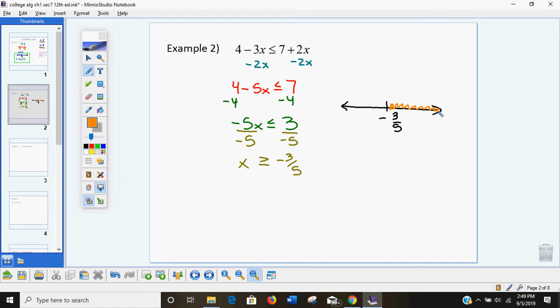Now what I have to look at now is this symbol, and I have to decide, do I use a parenthesis or a bracket? Because of the equal to, I need to use a bracket, and the bracket faces the way you shade it. So it would look like that. Now what that tells me is that every number to the right of negative 3/5 makes the original statement true. Everything to the left doesn't work. And this time, negative 3/5 does work because it's a bracket, the equal to. If there were a parenthesis there, then it would not work.